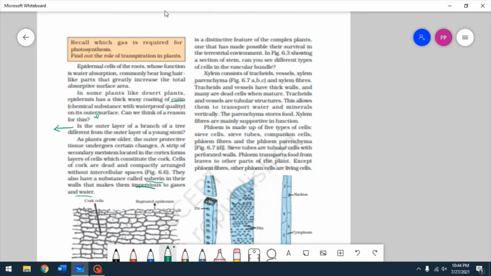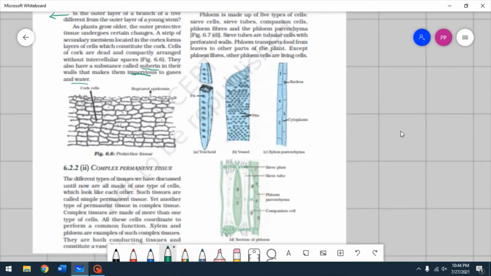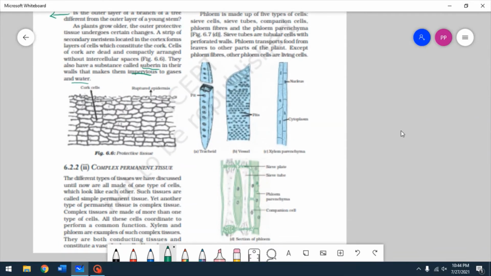Alright, so as I was saying, cork has the substance called suberin which makes it impervious to gases and water. And with that we finish simple permanent tissue. Then we have complex permanent tissue, in which, like simple permanent tissue had parenchyma. So this is like a recap of what we did: parenchyma, chlorenchyma, and sclerenchyma.